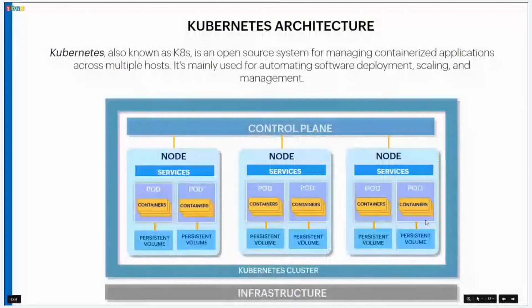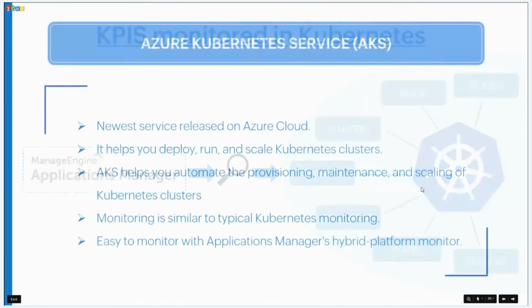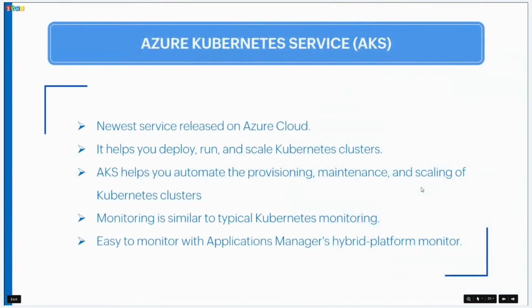So moving on, these are the KPIs that you can monitor in Kubernetes, the metrics that are related to Kubernetes, and the metrics which are important to be monitored. So moving on to Azure Kubernetes Service, it's the newest service released on Azure Cloud. It helps you deploy, run, and scale Kubernetes clusters in Azure Cloud. It also helps you automate the provisioning, the maintenance, and scaling of the Kubernetes clusters.